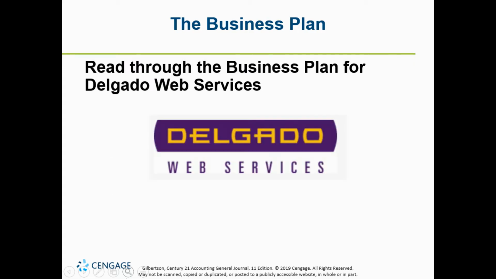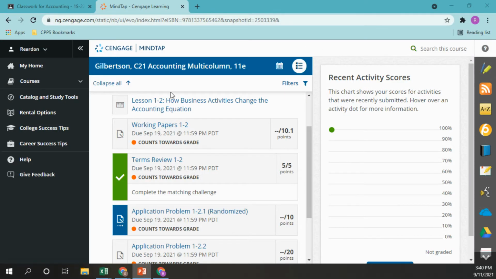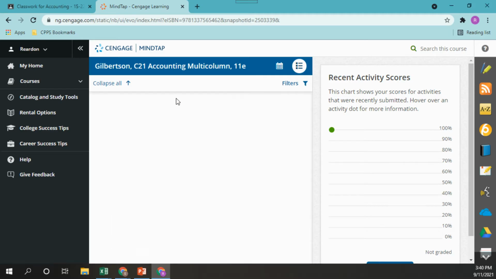All right. And what we're going to read is the page in lesson 1-2 that describes the business plan for Delgado Web Service. So where I'm at here is lesson 1-2, how business activities change the accounting equation. And I am in week 3, listing of my assignments. And in that, you'll find the reading. There's a little icon for book. All right. So I'm going to click on that.